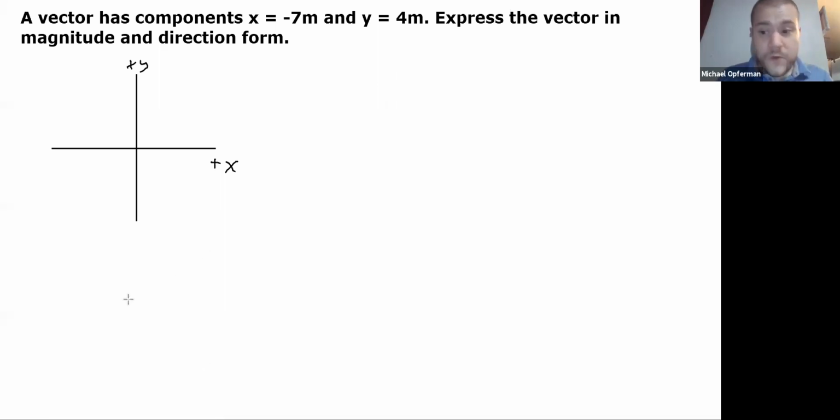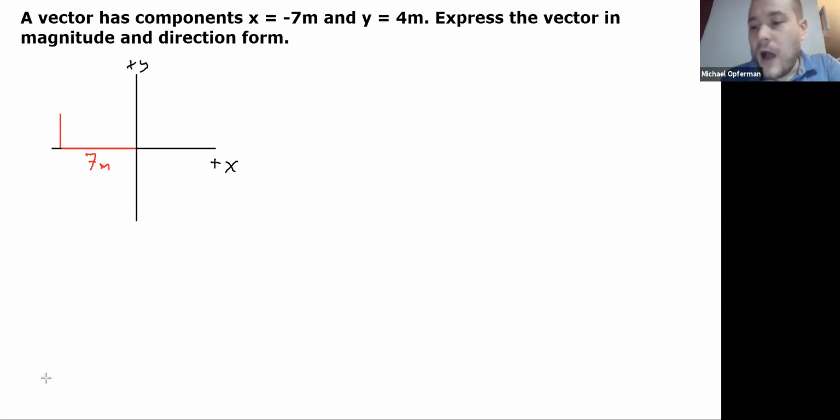So what we want to do here is construct a triangle, start at the origin, and first I want to go X equals -7. So that means I'm going to go in this direction by 7 meters. And then I want to go Y equals +4. So that means I'm going to go up in that direction. Okay. So this side here is 7.